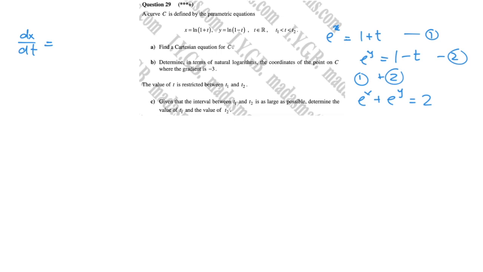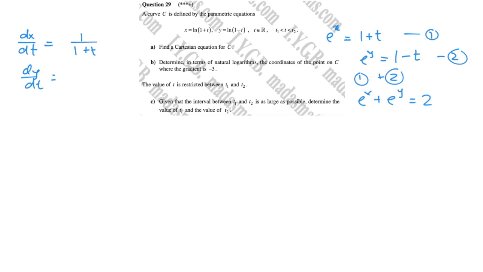What I mean is, let's differentiate. Literally, what's the answer? Sorry, I completely misunderstood you. 1 over t. 1 over t, okay, thank you. So 1 over 1 plus t, right? Yeah. Okay. So then dy over dt similarly is going to be, what would that be? 1 over 1 minus t.